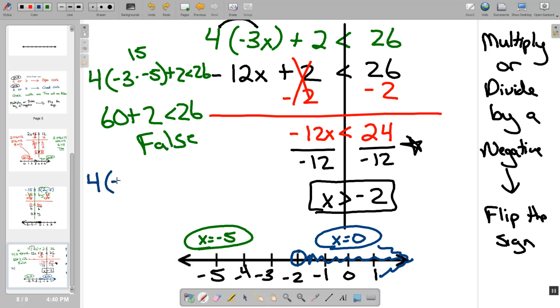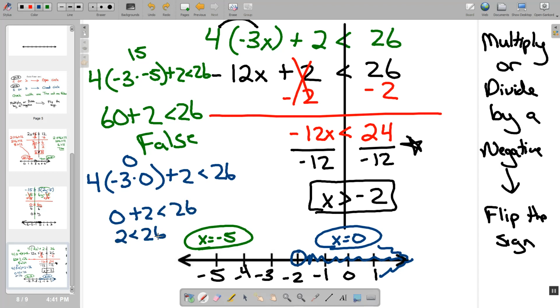And finally, for our last one, our true statement, we want 4 times negative 3 times 0 plus 2, and we want that to be less than 26. This is equal to 0. 4 times 0 is still 0. 0 plus 2 is less than 26, making this a true statement, which means our problem has to be correct.